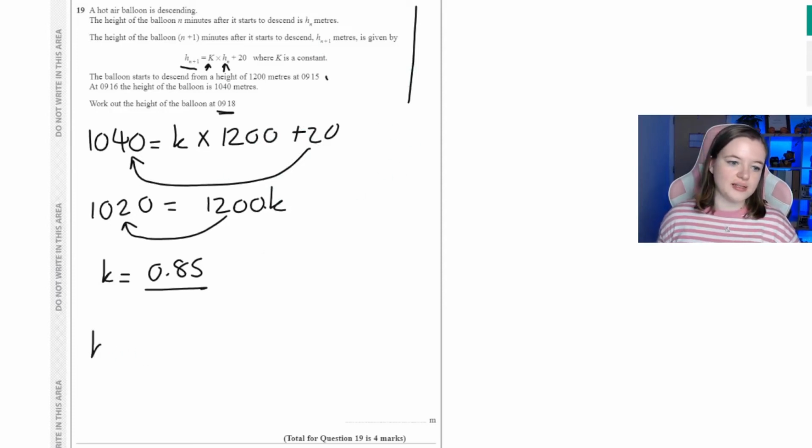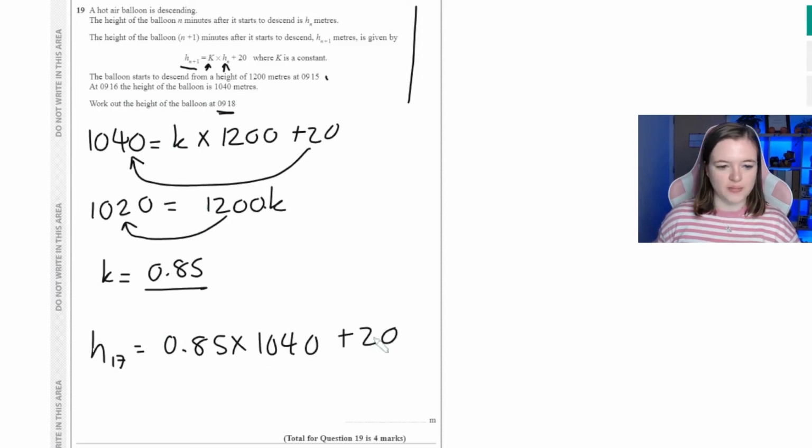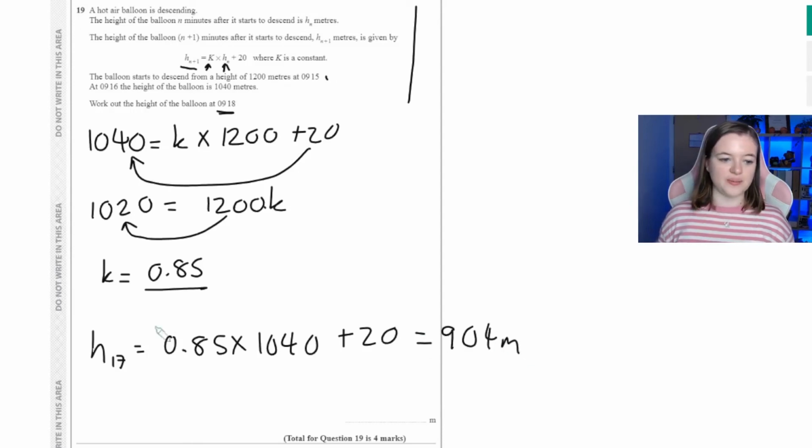So the height when it's 0917 is going to be k, which is 0.85, multiplied by what it was when it was 0916, which is 1040, and then plus 20. So that is going to give us 0.85 times 1040, and then plus 20, that's going to give us 904 meters. That's going to be 0917.